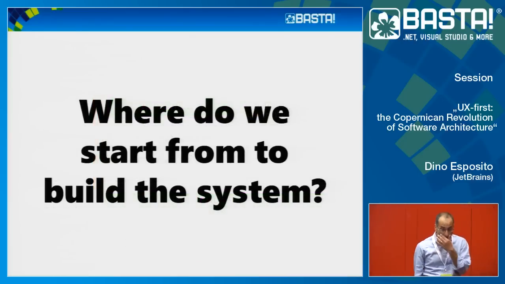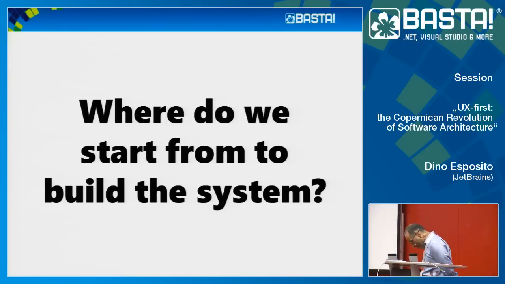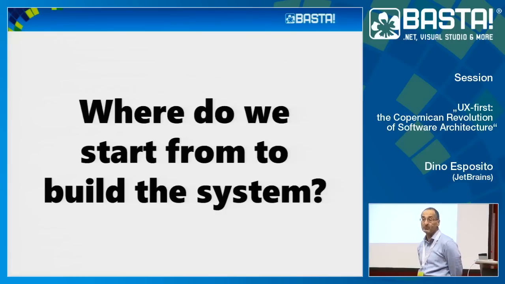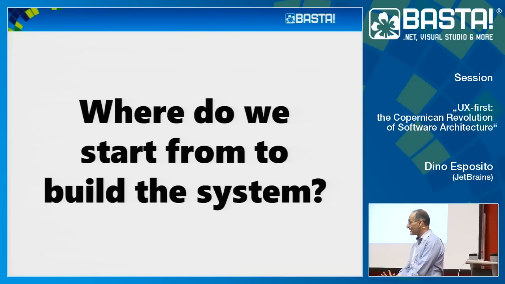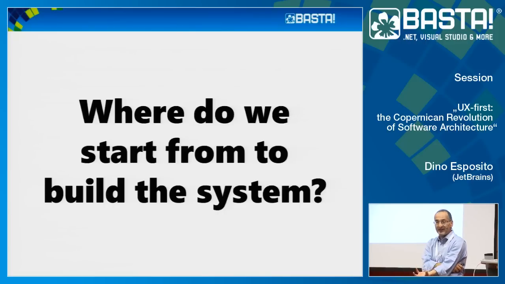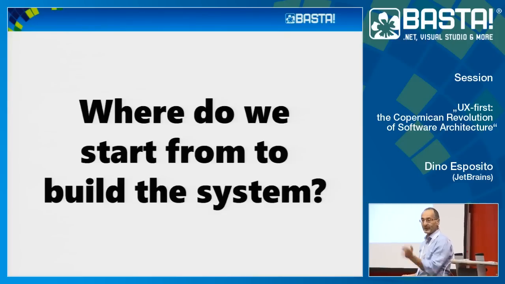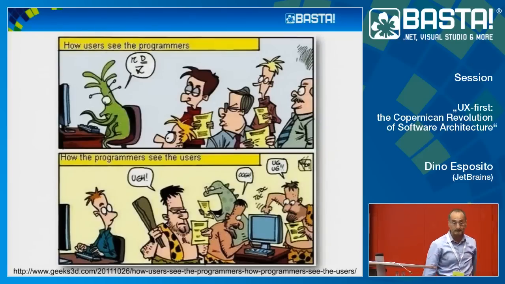Now, where do we start from when it comes to building the system? Up until a year ago, I would have said from the domain. Because the domain is where the most interesting things happen. It's where you define the actual behavior. You define the framework, the API of the system, regardless of how many front ends you end up building on top of that. But then I ran into this popular picture.